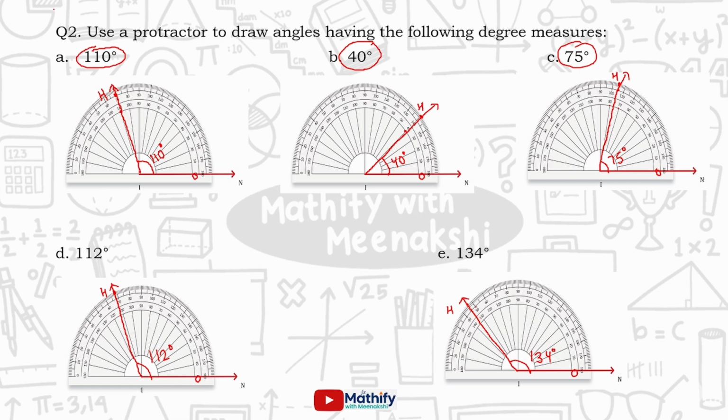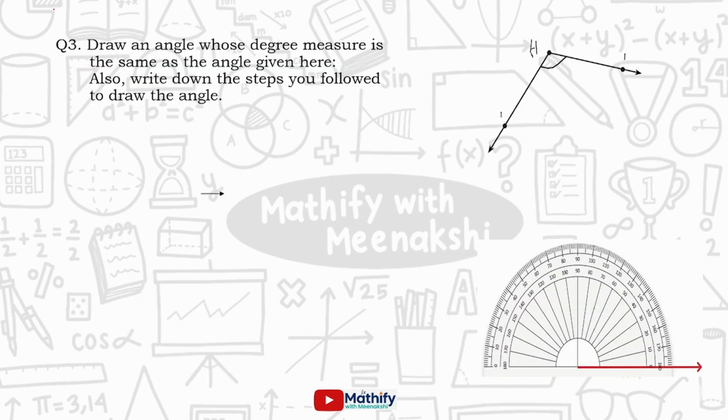Now let's move to the next question. Draw an angle whose degree measure is the same as the angle given here. In the same question they are checking that you know how to measure the angle and how to draw the angle. So first you will measure the angle with the help of a protractor. You will keep your protractor like this and then when you measure from here you will see which number this is. If 0 is inside you will see the inside number, if 0 is outside you will see the outside number. So when you measure with the help of a protractor you will get 116 degrees.